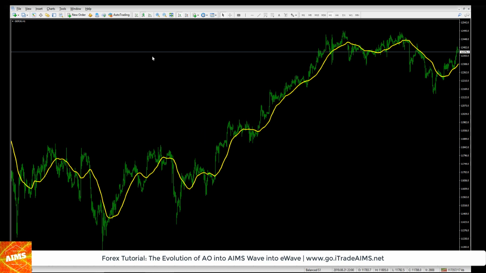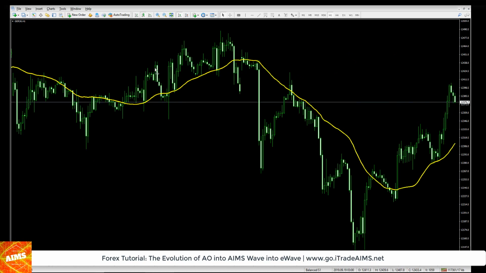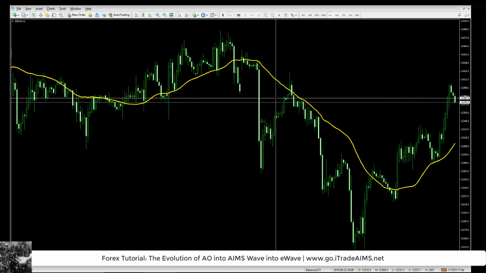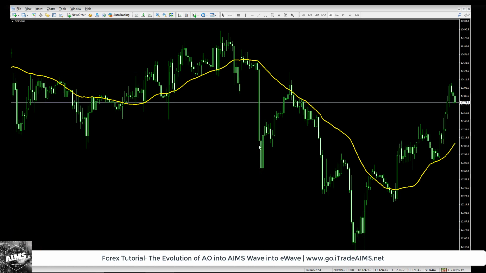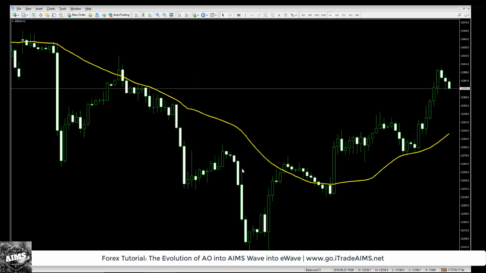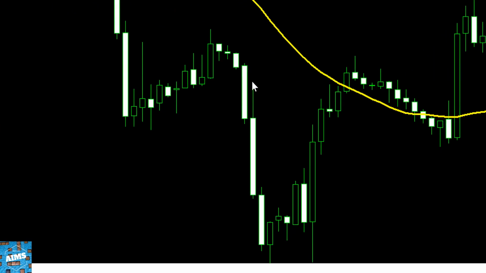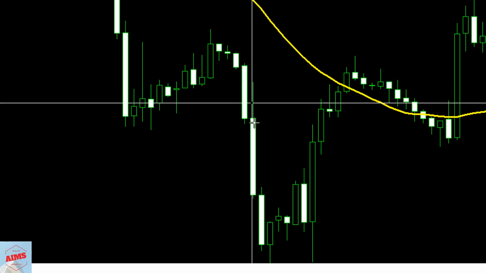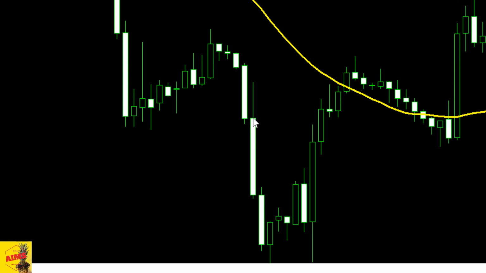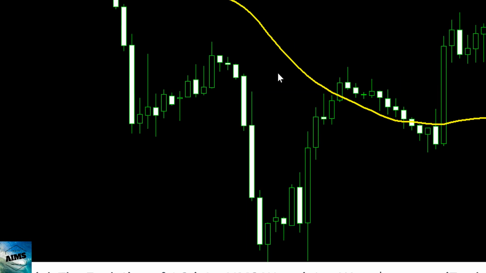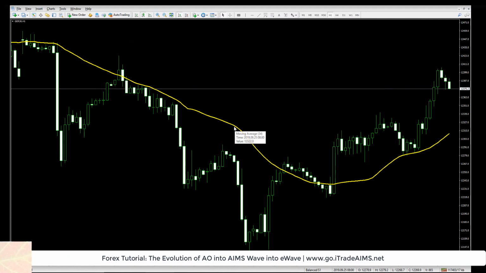So if I change this to candles and zoom in a bit, see, this is a candle. This is the high of the candle and this is the low of the candle. So when the moving average is calculated, it would take the value of the high and the value of the low and divide it by 2 to take the average. So this is the 34 moving average.